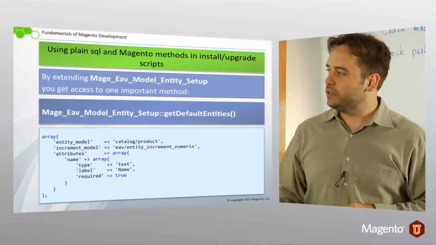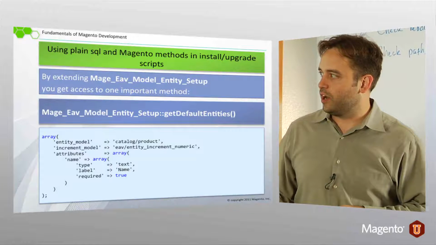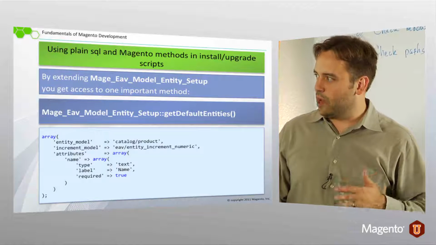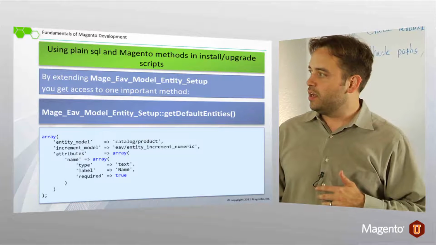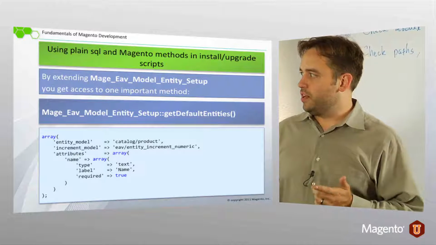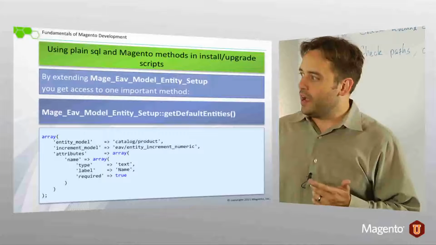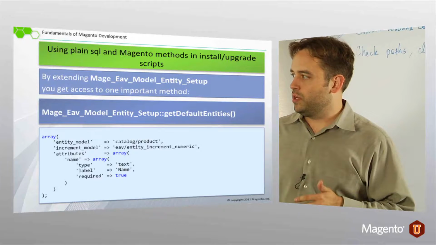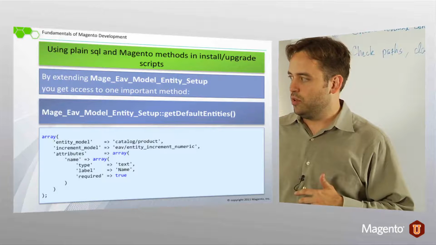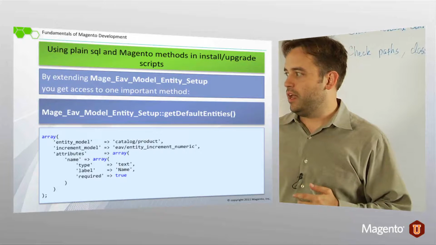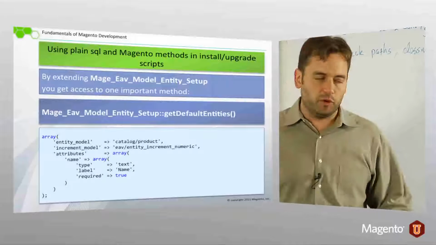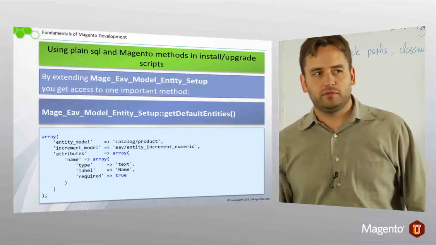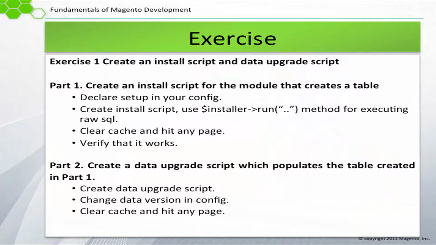You can generally find out. Here you see we specify an entity model, an increment model. So we associate, for catalog product, we're going to use EAV entity increment numeric. Attributes: name is going to be a text attribute. Here's its label, and it's a required attribute, for example. So we will be doing this in just a moment. Like now.